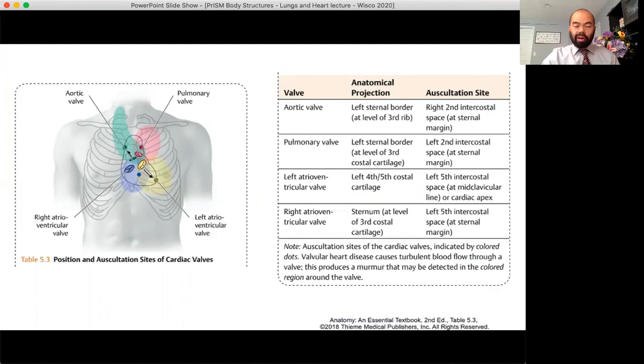If I want to listen to the pulmonary valve, I'm going to listen at the second intercostal space on the left side because that is the direction in which blood is flowing through the pulmonary valve. And then by the same convention, if I want to listen for the mitral valve, I listen at the 5th intercostal space at the midclavicular line because blood is flowing through the valve in that direction. And then if I want to listen for the tricuspid valve, I listen at the 5th intercostal space on the left, just next to the sternum, because again, blood is flowing in that direction. The table actually shows this really nicely and is a really good summary of cardiac auscultation and where you would hear those sounds.